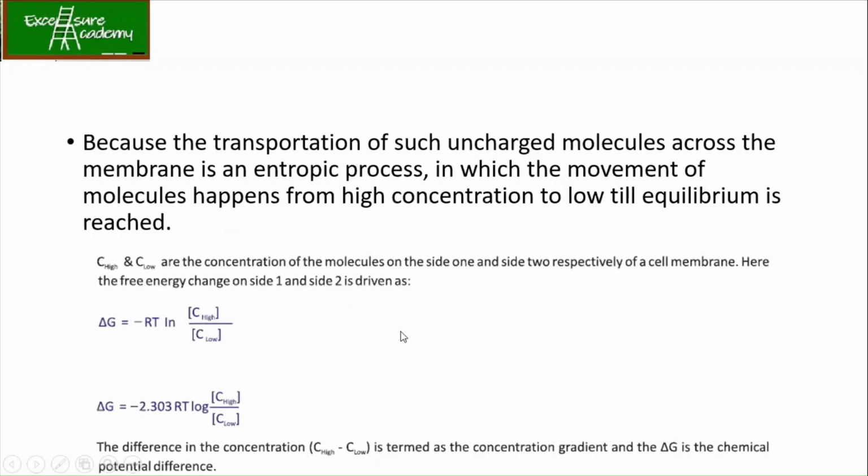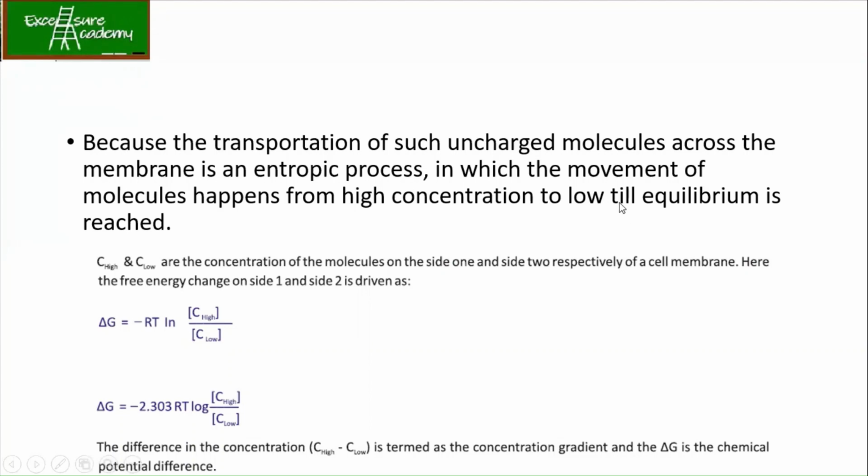Okay. Now from here onwards, guys, start giving more concentration. Now, because the transportation of such uncharged molecules across the membrane is an entropic process. Okay, so we have already mentioned that it was a spontaneous process. So spontaneous कब होगा? When it is going to be an entropic process, right? Delta S आपका ज्यादा रहेगा. So in which the movement of molecules happens from high concentration to low till equilibrium is reached.